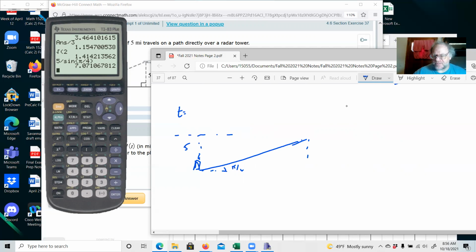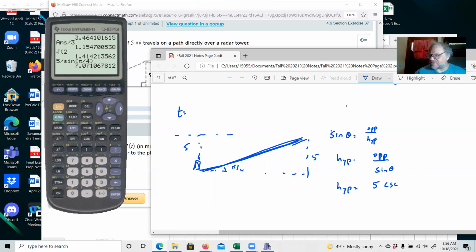And again, we know this is 5, because the altitude is always 5. And we have to figure out what is this hypotenuse? What is this distance here? That's what they want to know. So again, we need sine of theta is equal to the opposite over the hypotenuse. So we're trying to find the hypotenuse. So hypotenuse equals opposite over sine theta, where opposite equals 5.